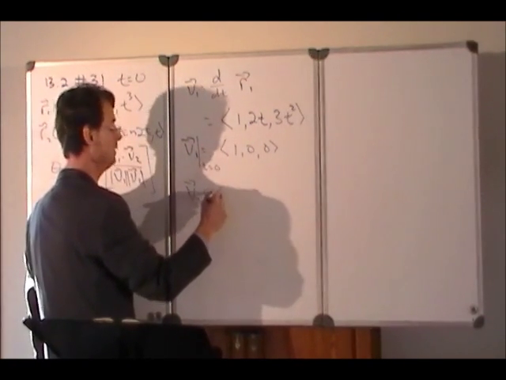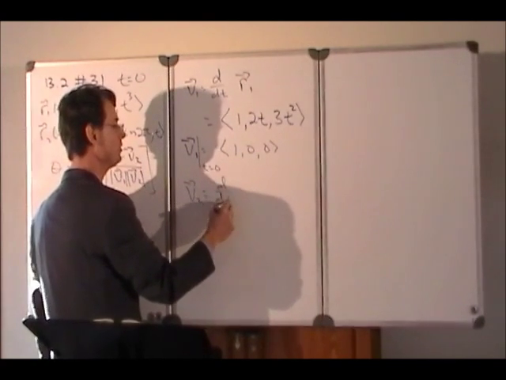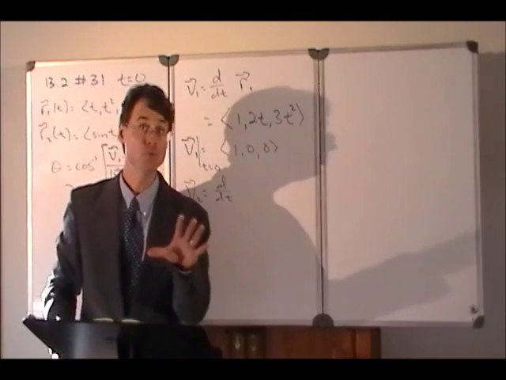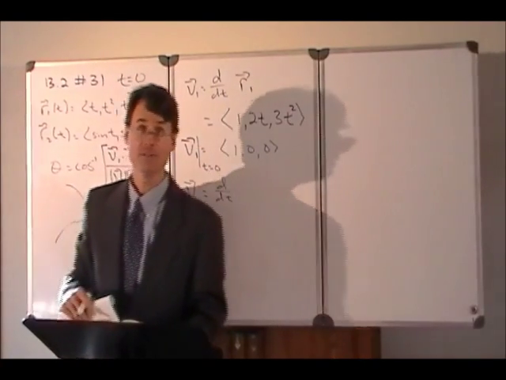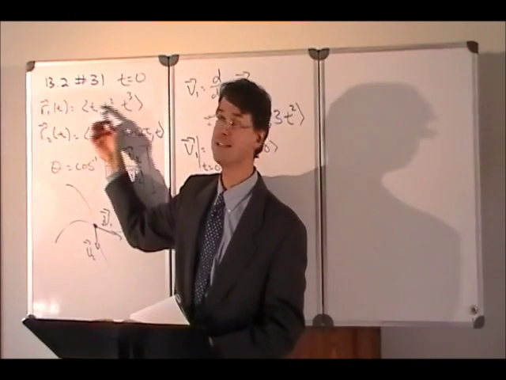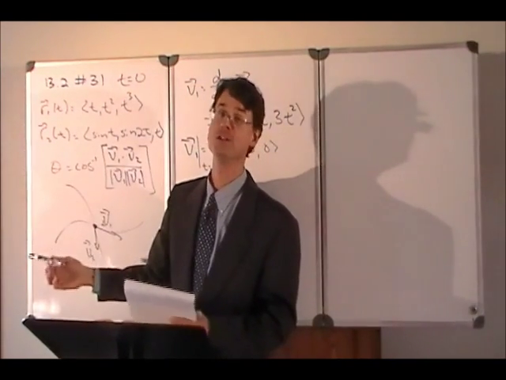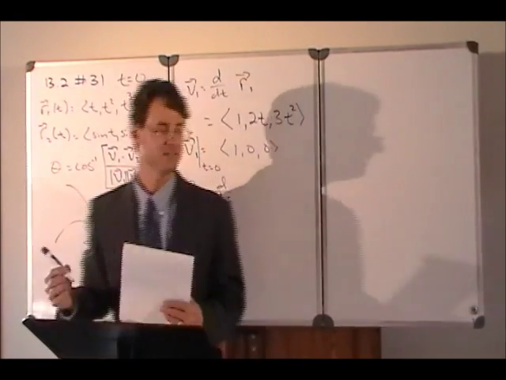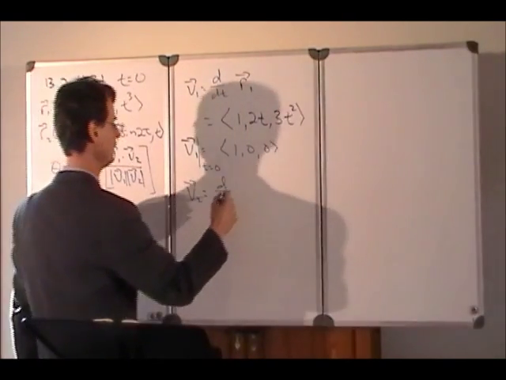V2 now, and it's important to differentiate first and then to substitute in t equals 0. Because if you substitute in t equals 0, then you have a constant vector here, and then when you differentiate it, the derivative of a constant is always 0, and that's not really right. That's the wrong order of things.